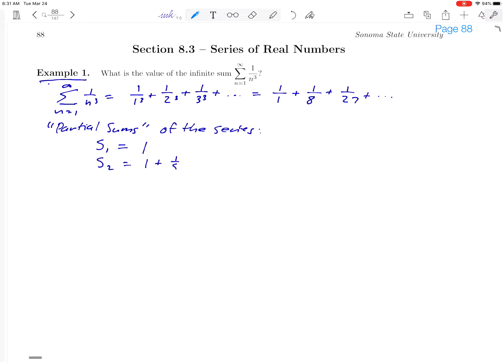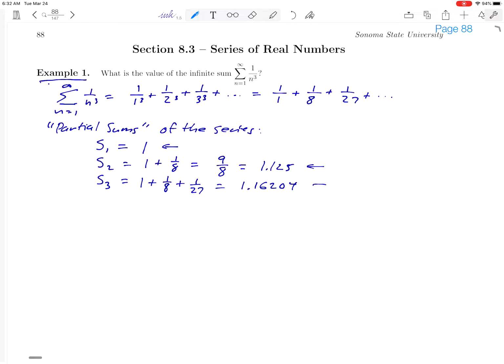S2 would be the sum of the first two terms, so we'd be taking 1 plus 1 over 8. We can actually do that addition. That's 9 over 8 if you add those fractions, or as a decimal, that's 1.125. There's the sum of the first two terms. Sum of the first three terms, same thing. This time we're just going to go up and stop when we reach that third term. And there, if you get a decimal for that, that's about 1.16204.